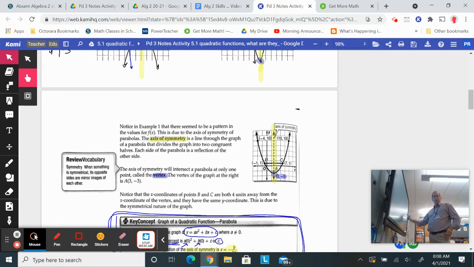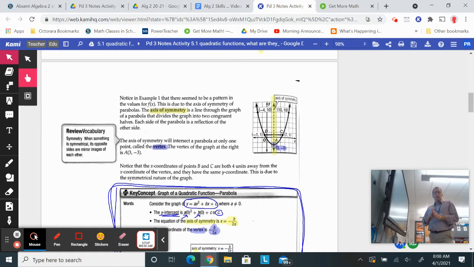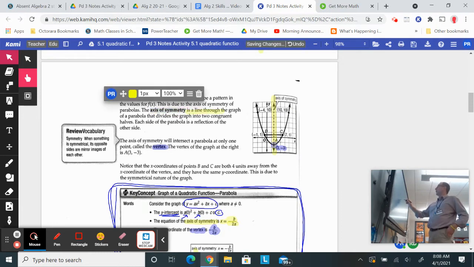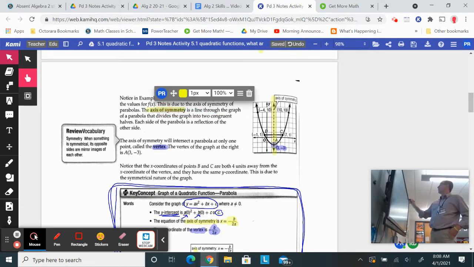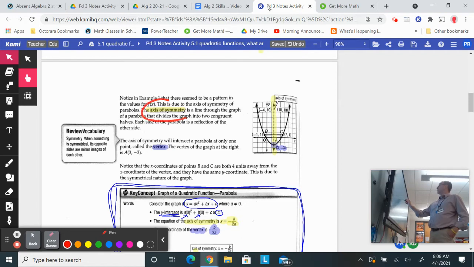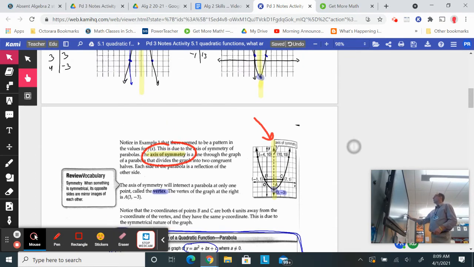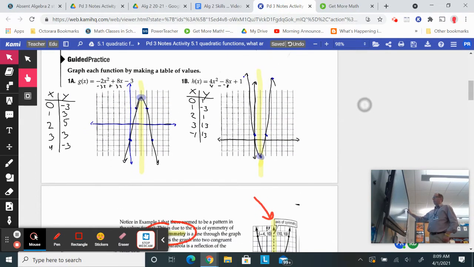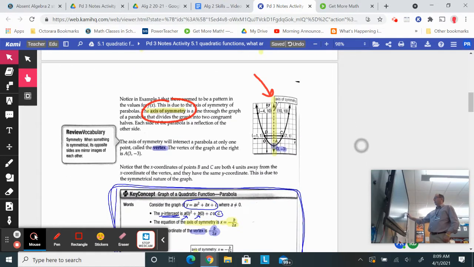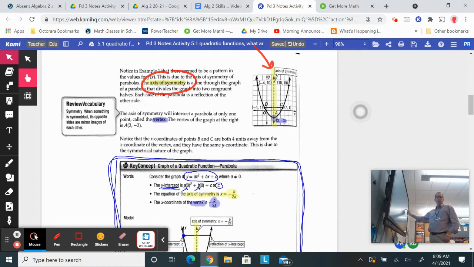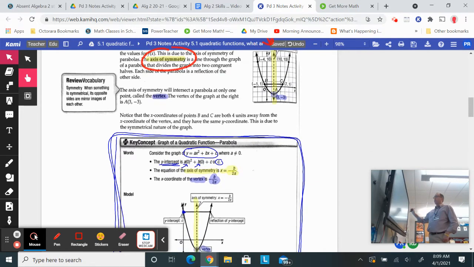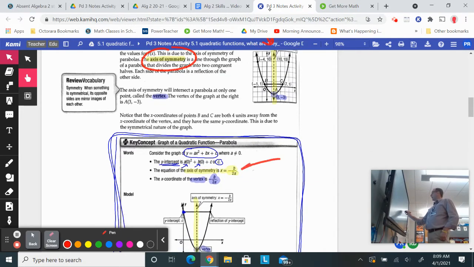And not only does it open up or open down, it is a mirror image of itself if it's reflected over an axis of symmetry. So the axis of symmetry I have highlighted in yellow. And we looked at those lines of symmetry in the other examples. Now, to find the line of symmetry, there is a formula we use. And that formula is right here. It's the opposite of b over 2a.